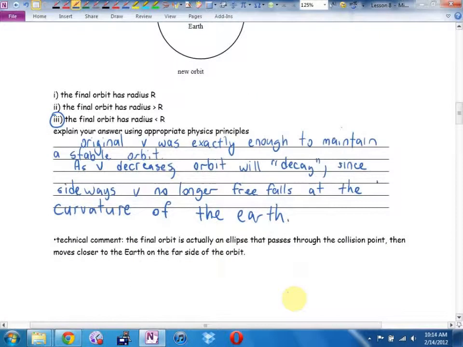A little technical. For what it's worth, actually, the final orbit is actually an ellipse that passes through the collision point, then moves closer to the Earth on the far side of the orbit. It's not quite circular anymore.